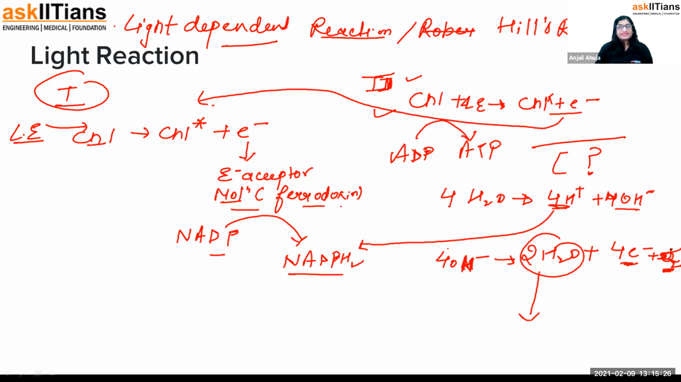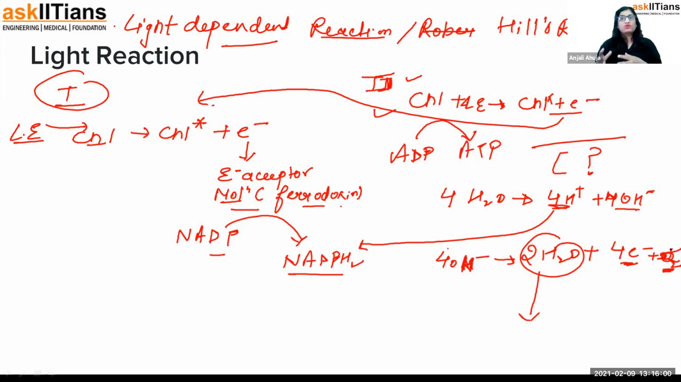So guys, I suppose this is clear to you. That's all about the light reaction. I repeat myself: in the light reaction, photosystem 1 and photosystem 2 are very important. In photosystem 1, light energy falls on the chlorophyll molecule and it releases an electron, which is taken up by the electron acceptor. That electron acceptor helps in the formation of NADPH2 from NADP. This hydrogen comes from photosystem 2, so from photosystem 2, hydrogen and electron both come to photosystem 1.